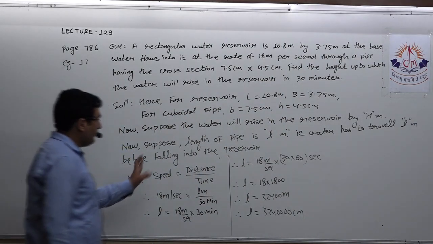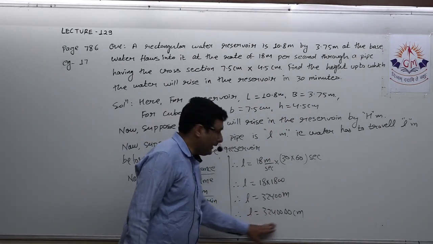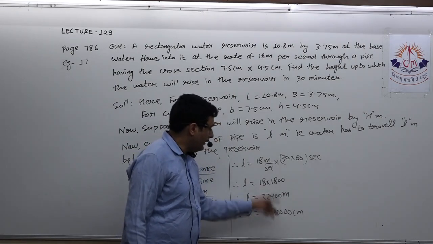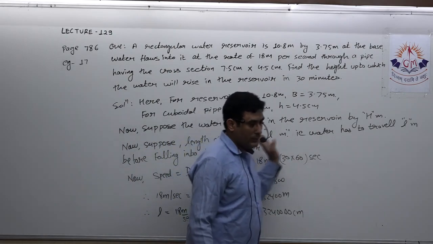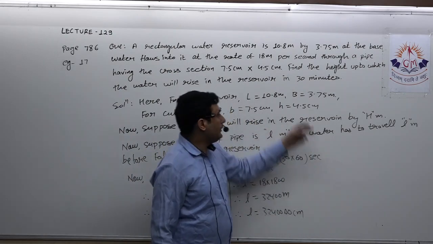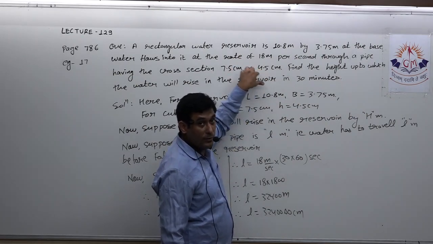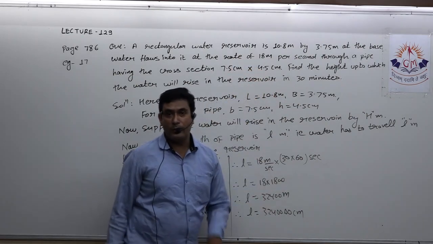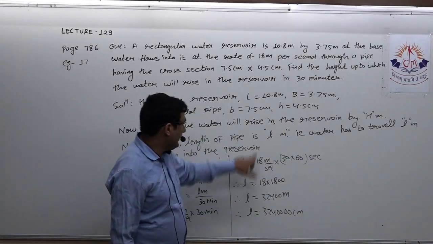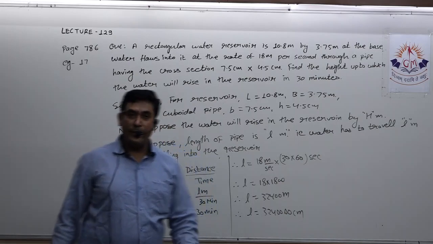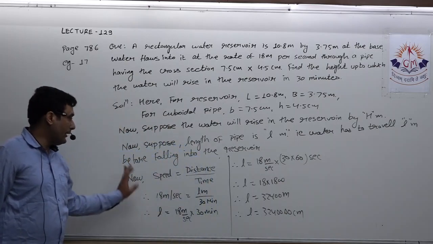Now simply what we have to do, this is the length of the pipe. So the volume of the water coming out of the pipe in 30 minutes should be equal to the volume of the water which has been collected in the reservoir in 30 minutes. These two must be equal. Here we have a small lbh and here capital H we have to find. So just by comparing the volumes we'll get our answer. But before that, note it down.